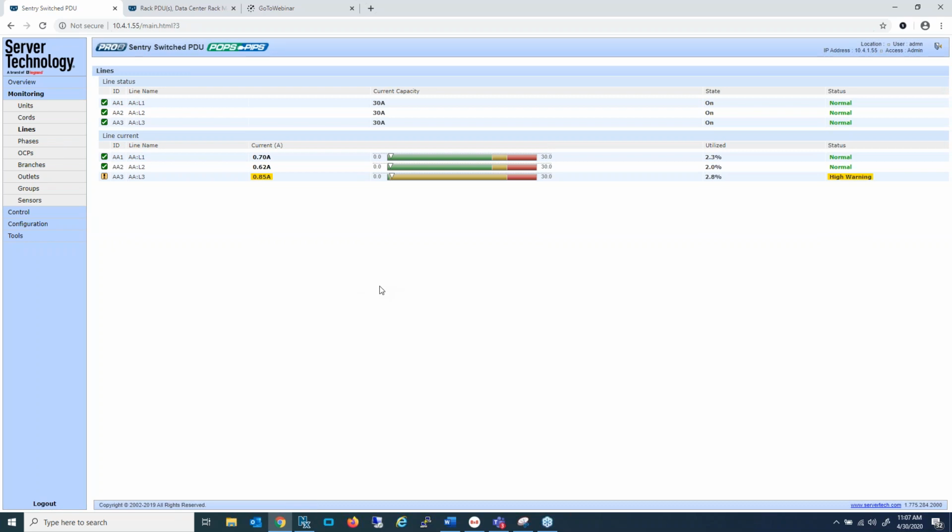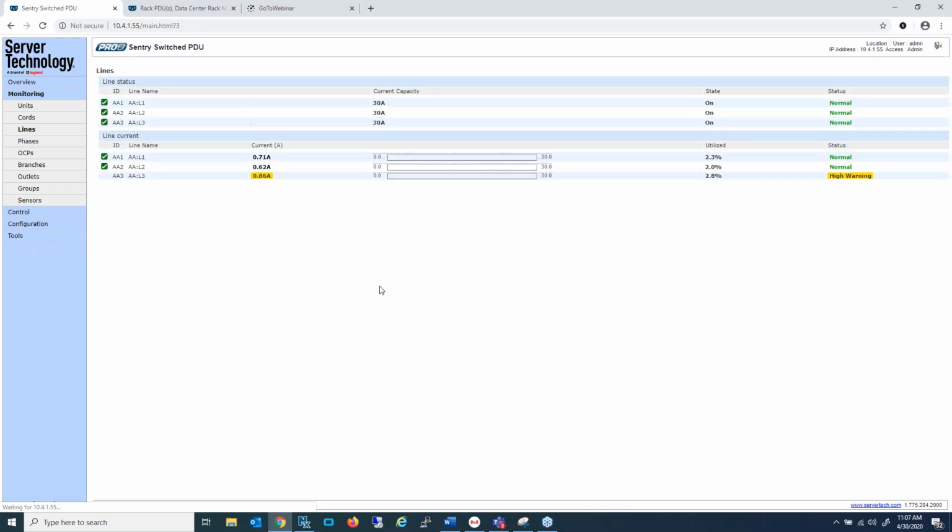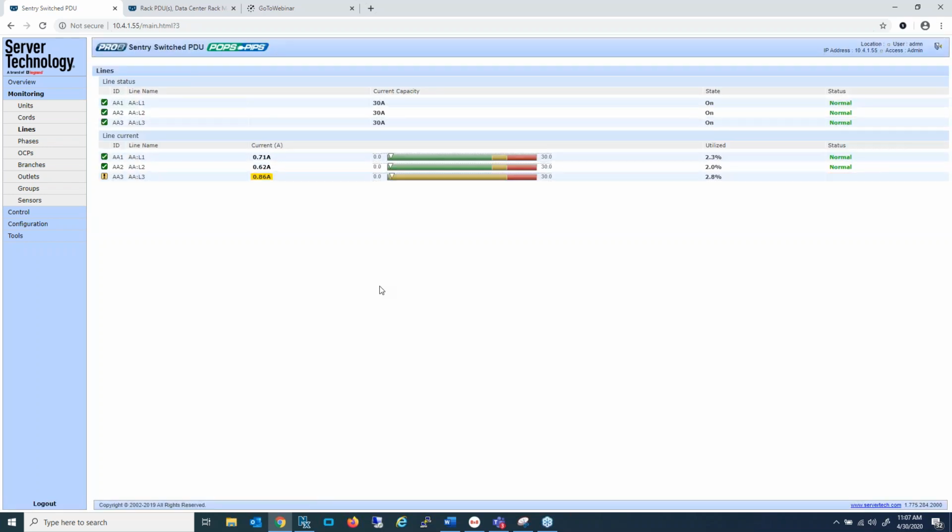It is also what matches, or should match, the trip amp rating of your own upstream overcurrent protection. That is the protection for the circuit that the PDU is plugged into. So the line current directly relates to the current passing through each pole of your own upstream overcurrent protector. And what we're looking at is the maximum value.